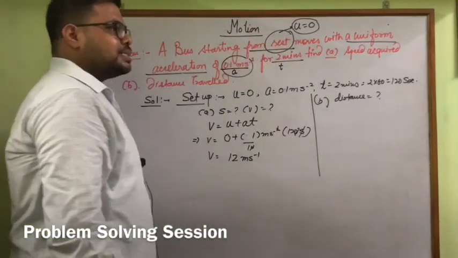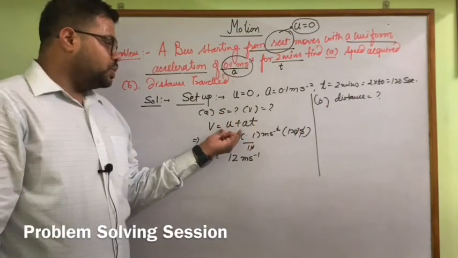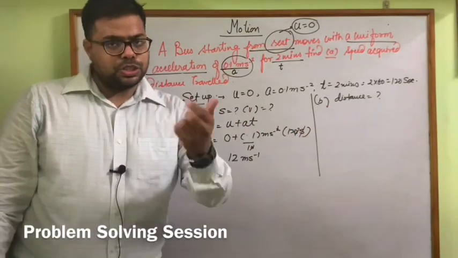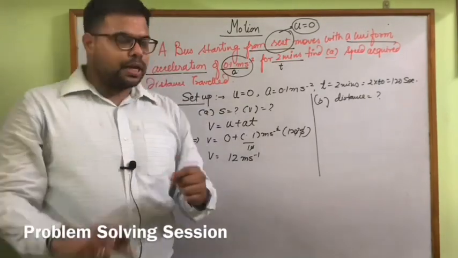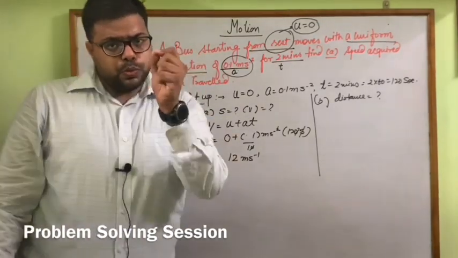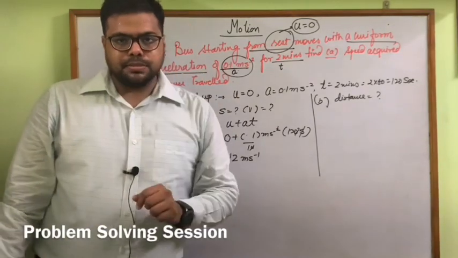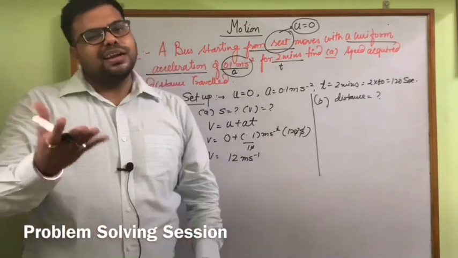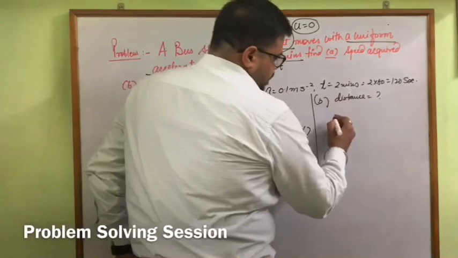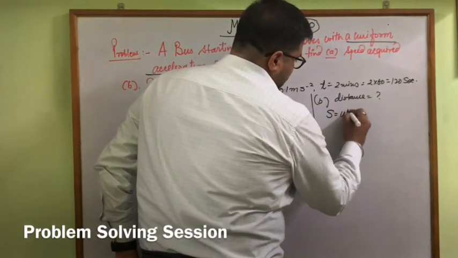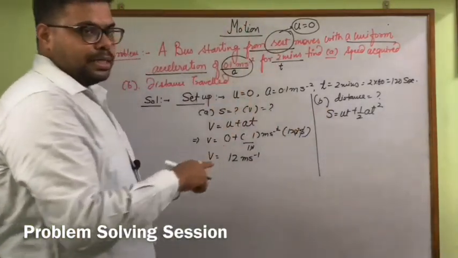So distance cannot be found by the first equation because the distance relation is not there. We can find the distance with the help of the second equation, given that s equals ut plus half at square, v square equals u square plus 2as. But in the third equation what happened? Time is not mentioned, but here time is given. So definitely we use here the equation s equals ut plus half at square, as here for distance, not speed, please.